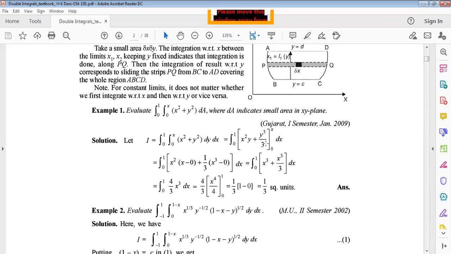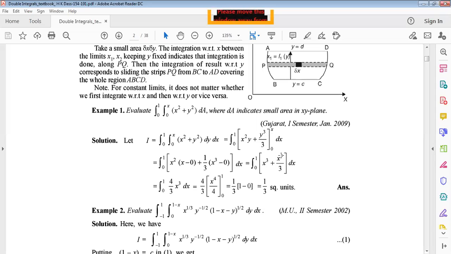This comes from this, and x square y will be this. Just putting the value of y, this is the value of y. The limit will be what? First of all, the upper limit will be this for x cube y, then the lower limit will be 0. Now taking another integration with respect to x, the integration of x cube will be x to the power 4 by 4.